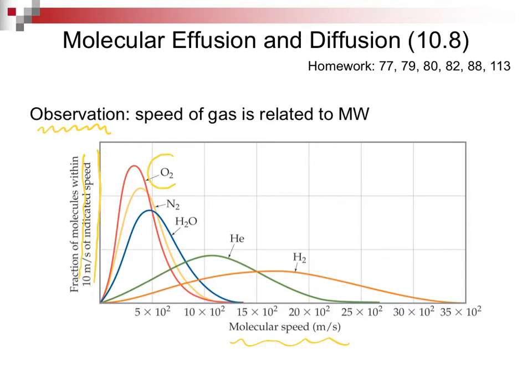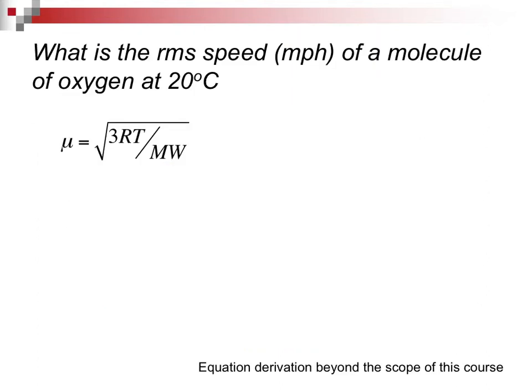Well, you can see on this side we have oxygen. Oxygen weighs 32 grams per mole. It's diatomic. And you can see on this side we have hydrogen. And hydrogen weighs 2 grams per mole. So the observation you can make from this data is that the speed of the gas is directly related to molecular weight. And just for purposes of illustration, we're going to calculate the root mean square speed of a molecule of oxygen at 20 C.